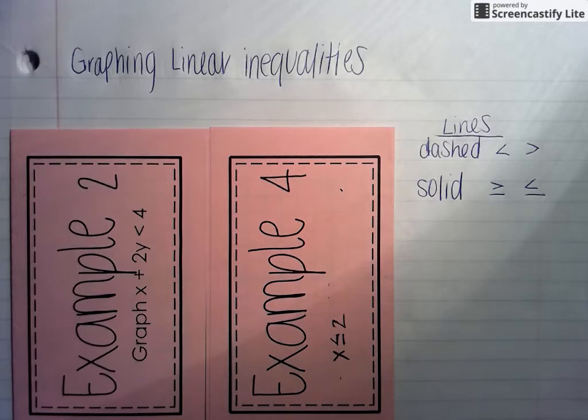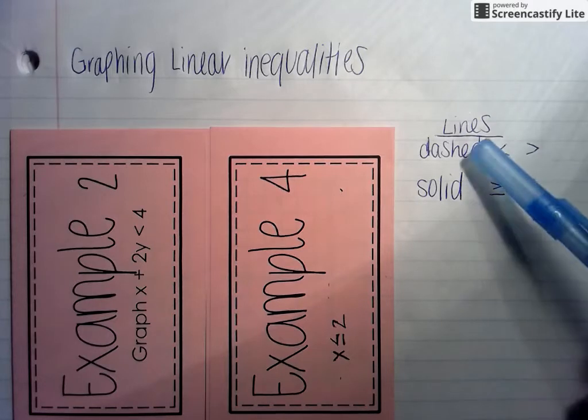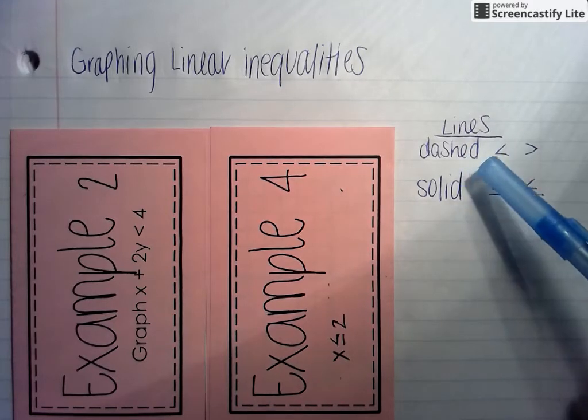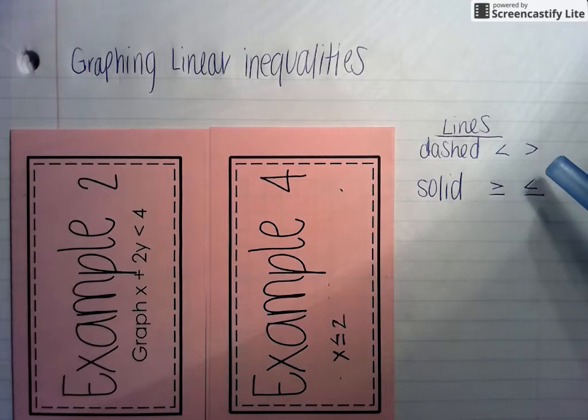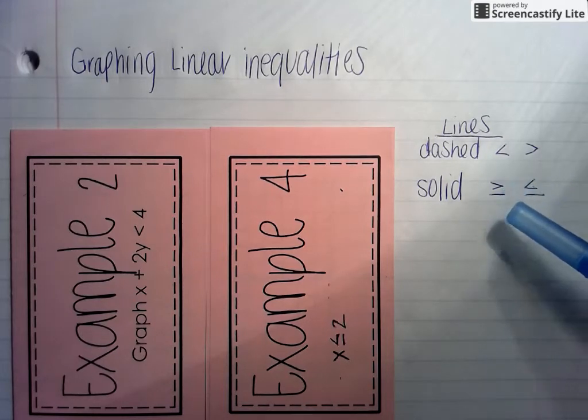Now, this is a video on graphing linear inequalities. A thing that you have to remember with graphing linear inequalities is you have to look at the sign because that is going to determine if it's a dashed or solid line. A dashed line is going to be for a less than or greater than symbol. A solid line is going to be for a less than or equal to or a greater than or equal to symbol. So you have to really look at it.